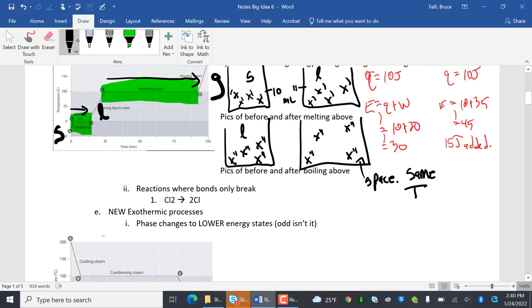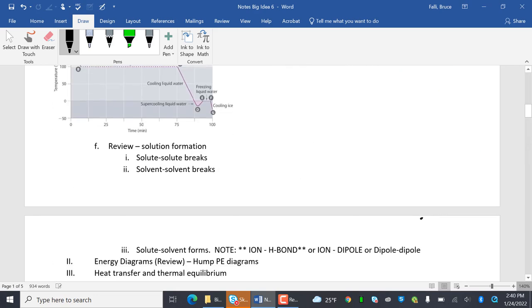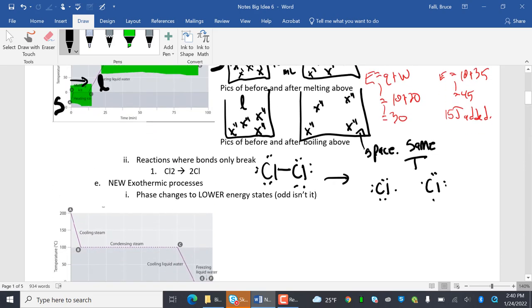All right. Another endothermic reaction is where bonds only break. So if I start off with Cl-Cl, boom, boom, then just sad Cl. And this should just look so ugly to you because single electrons should make you go, oh, I can't even stand to look at it.